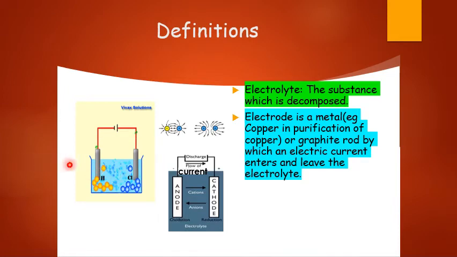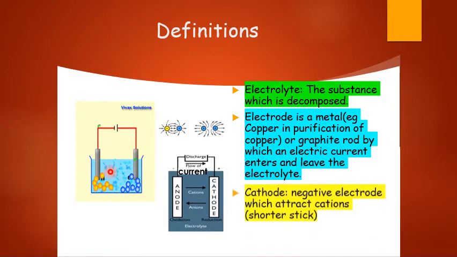Your electrodes are normally made of graphite. All right, graphite, not diamond. And in the purification of copper, they can be made of copper. But they will have to tell you if it's copper. Next one is the cathode.